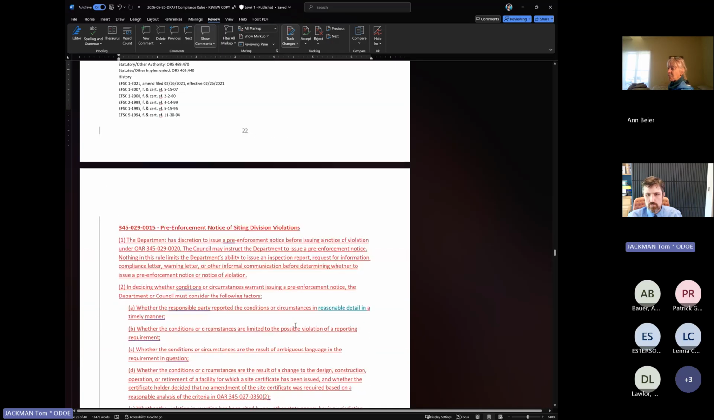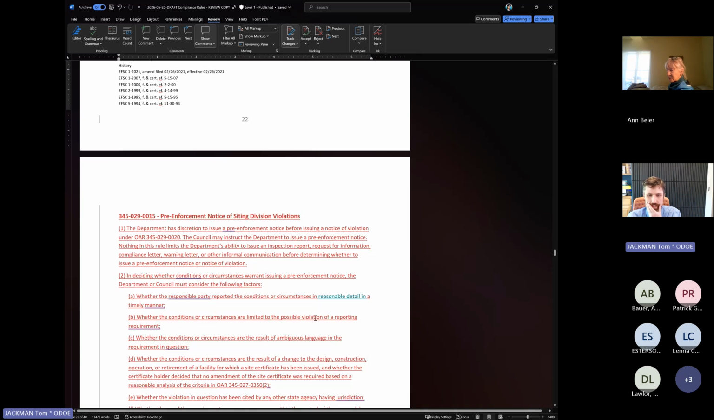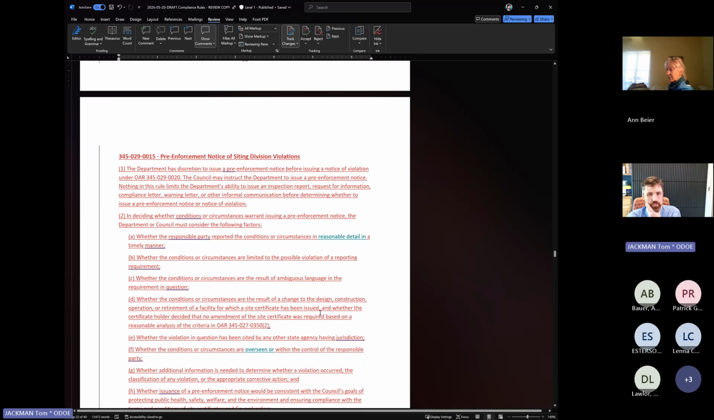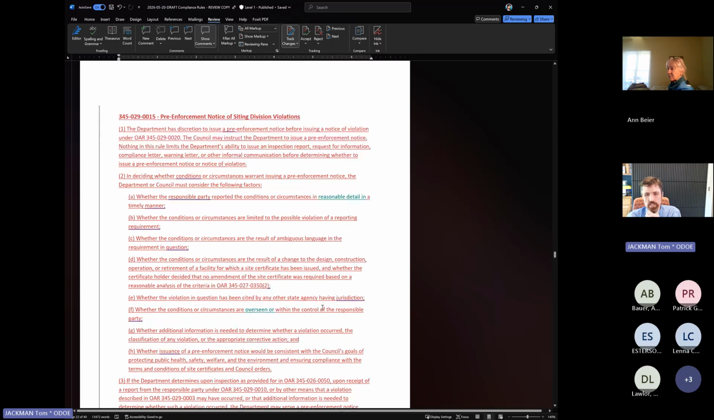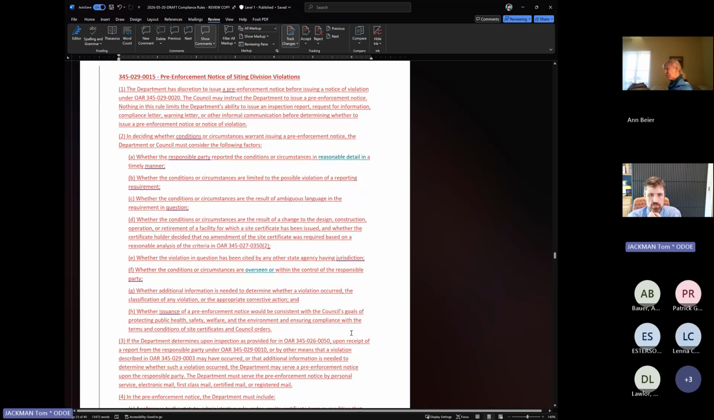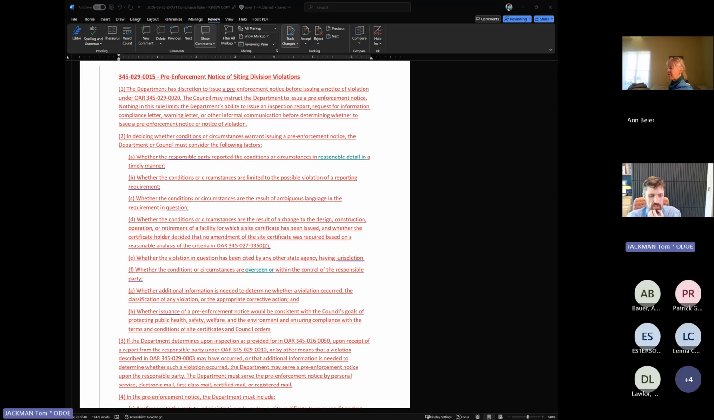Okay, finally, as we draw to a close here, we added this pre-enforcement notice provision to Division 29, again, to allow the compliance team more tools. Right now, when there's an incident or a potential violation, the only thing the rules tell me to do is issue a notice of violation, which has all these repercussions. This enables us to approach things in a more reasonable way if the circumstances dictate it, right?